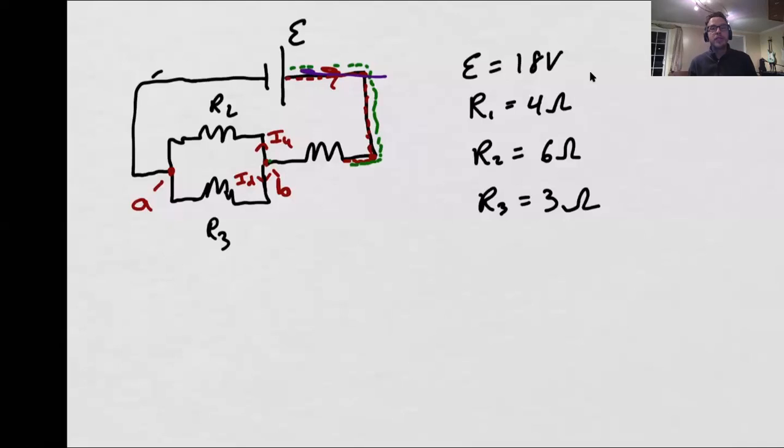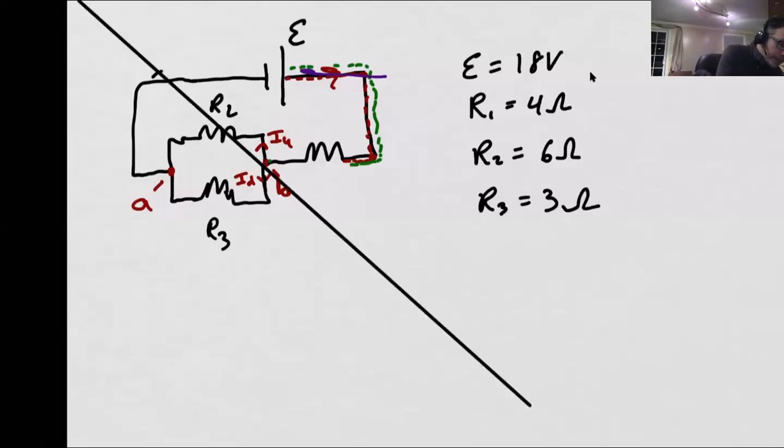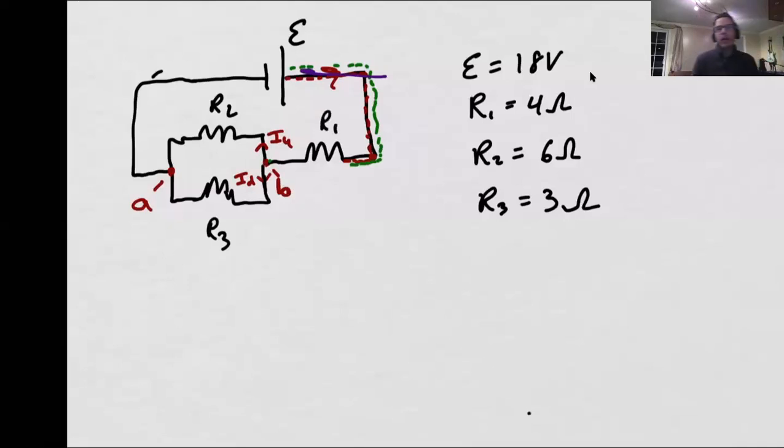Okay, so I want to do this circuit now, which is very similar. We have a battery attached to, again, 3 resistors, and that should be R1 right there. Okay, but the configuration of the resistors this time is quite different.